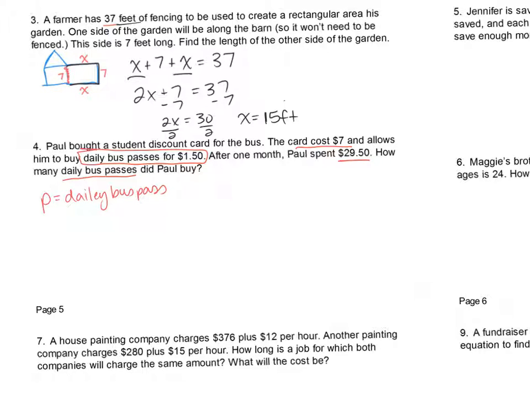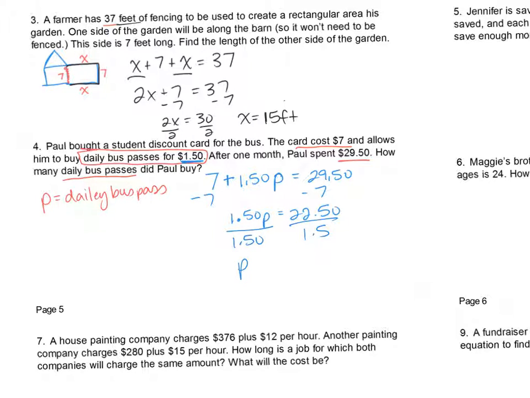So we have to look at the card cost $7 plus $1.50 for each daily bus pass. So $1.50 times P, and the total that he spent was $29.50. So now we just have to subtract 7. So $1.50P equals $22.50. So when we divide by $1.50, we see that he bought 15 daily bus passes.